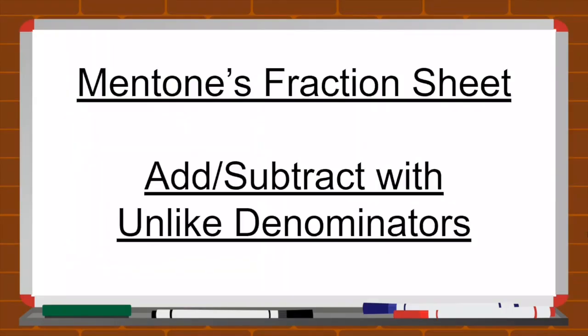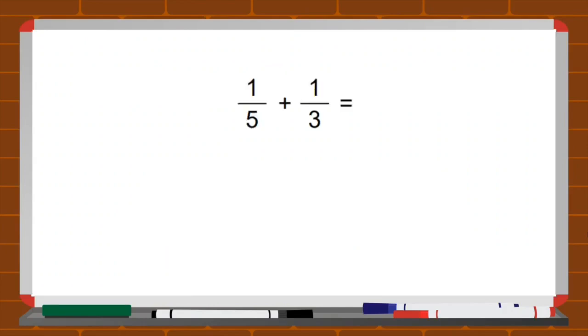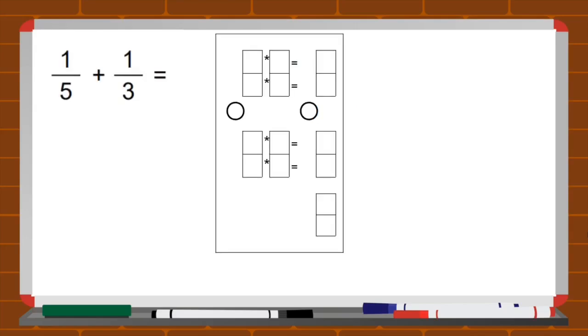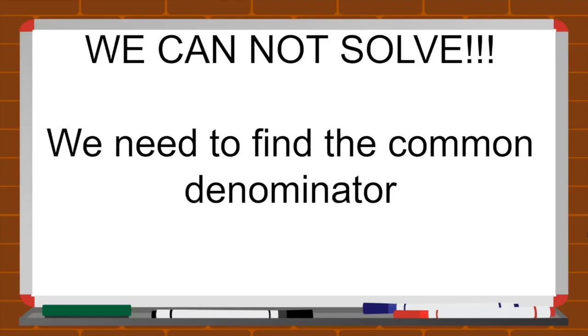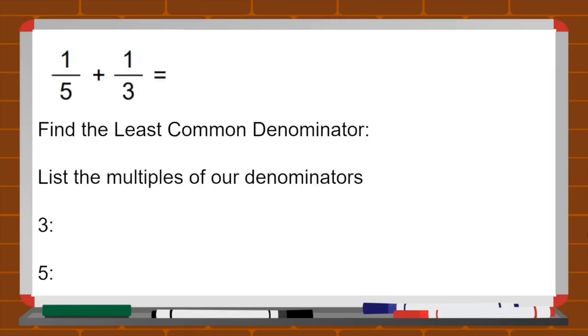Today's topic, Mentone's fraction sheet. Add and subtract fractions with unlike denominators. 1/5 plus 1/3. First, we need to start to fill in our fraction sheet. 1/5 plus 1/3. But we cannot solve. We need a common denominator before we can solve.